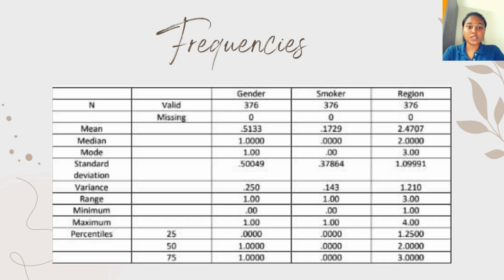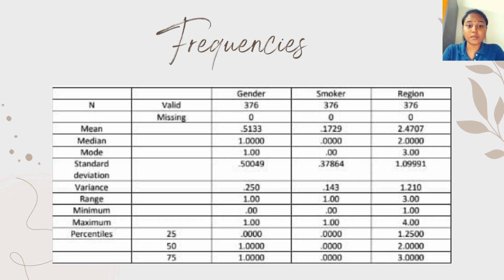The next one is smoker. The sample has a lower prevalence of smokers, as indicated by the mean value of 0.1729 for smoker. Given that the mode and median values are both 0, it seems likely that the majority of participants do not smoke. The percentiles show that 25% of individuals are smokers, whereas the bulk of the participants, 75%, are non-smokers.